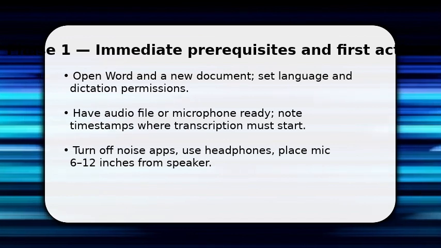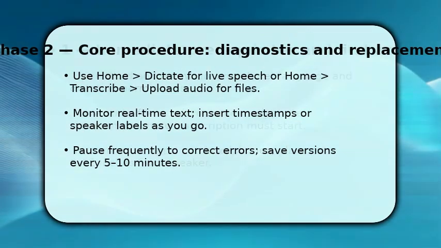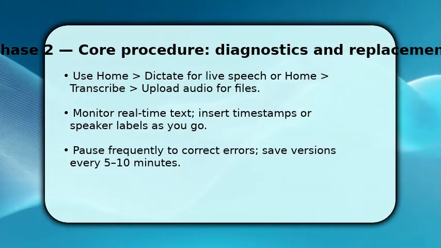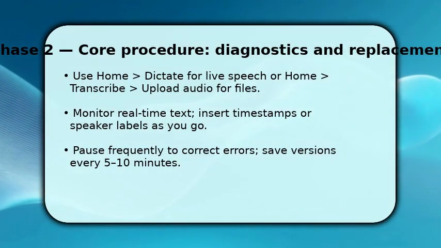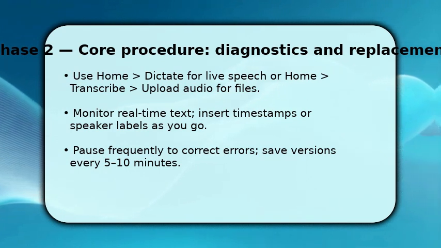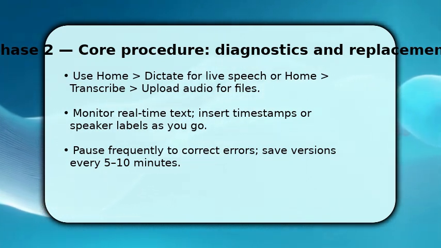Now run the tool. Choose Dictate for live speaking or Transcribe and Upload for pre-recorded audio and press Start. As Word populates text, skim for misheard words and add speaker labels or timestamps. This helps later review. Pause after 30-60 seconds when accuracy drops, correct phrases, then resume. Frequent short edits prevent massive rework.